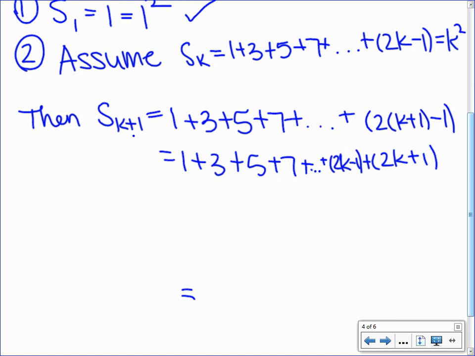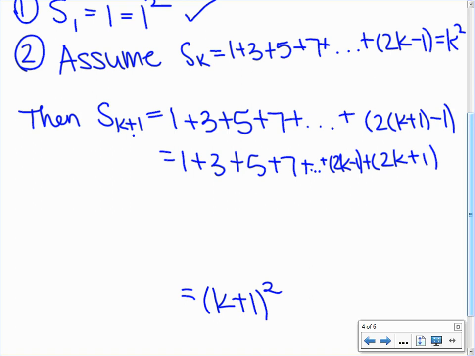We are trying to prove that this equals k plus 1, the quantity squared. That is our end goal. If we can get to k plus 1, the quantity squared, our proof is going to be complete. Are you understanding why?